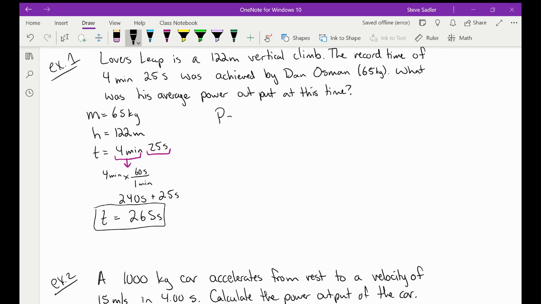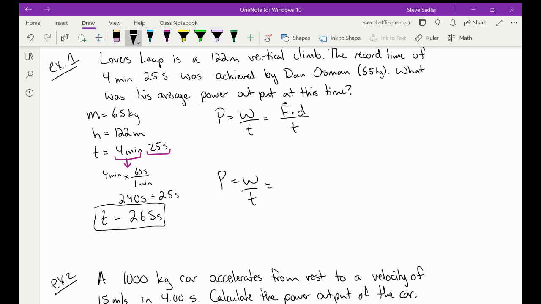So we're looking for power. So power is work over time. We don't really have work. Work we know is force times distance, and we don't really have a force. So what we could do, actually, there's a couple different ways we can think about it. Let's do it twice, and I'll show you there's a couple different ways you can think about it.